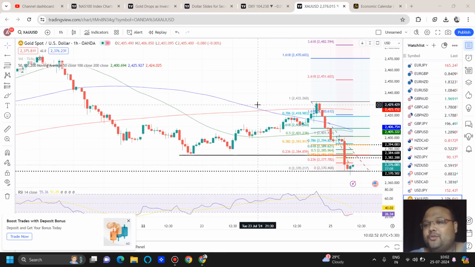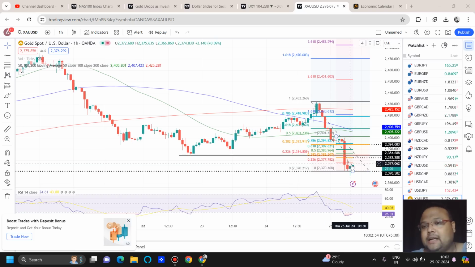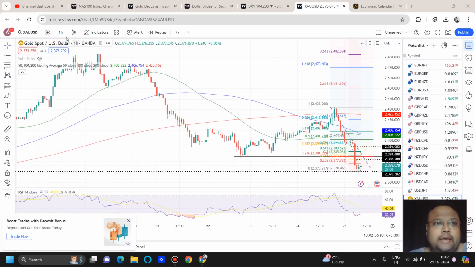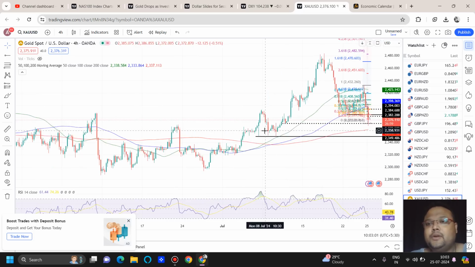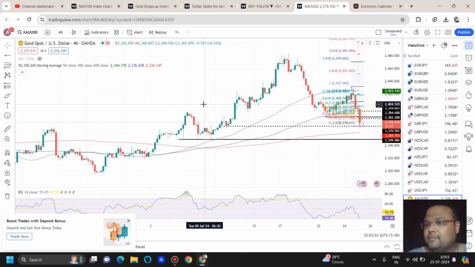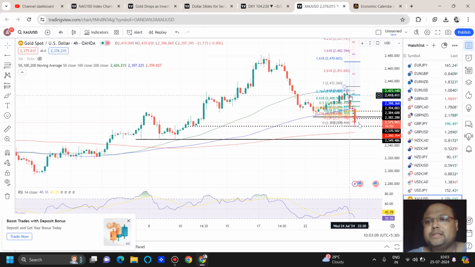Now gold is trading around 2376. This is the current market price of gold. And if we look at gold on the higher time frame, like the 4 hour time frame, we can see that the structure of the market is really changing. But as we all know, market sentiment is a little neutral right now. This is just a technical move.